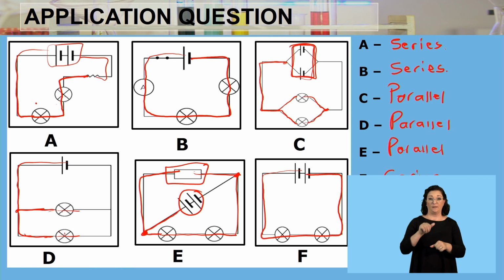Remember, we're saying A, B, and F are in series because there was only one path to follow by the current, and then C, D, and E, it's in parallel because there's more than one path to be followed by the current to move from one terminal to the other terminal, right?